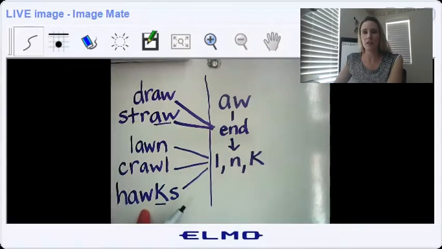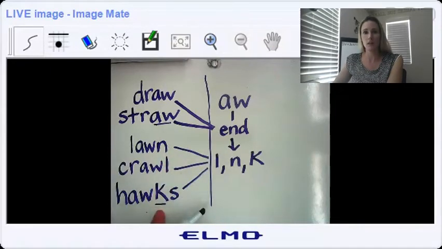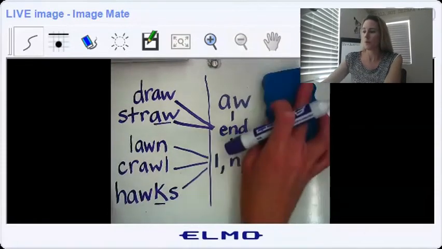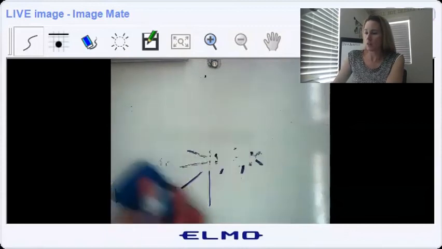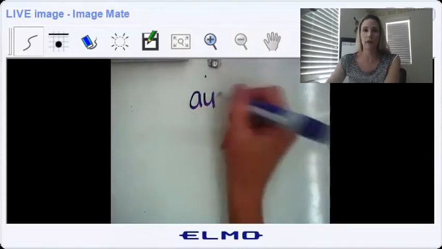So after this lesson, we're going to do some tap it of the sounds, and then you're going to be writing out the spellings of the words. And so you need to think about it. If the word ends with an N, an L, or a K, the base word, you're going to spell that word with the AW. Then our other vowel team this week is our AU vowel team.